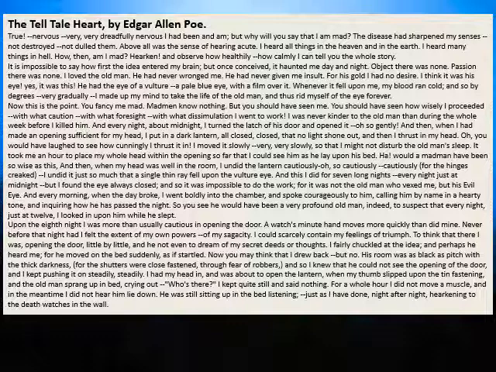Upon the eighth night I was more than usually cautious in opening the door. A watch's minute hand moves more quickly than did mine. Never before that night had I felt the extent of my own powers, of my sagacity. I could scarcely retain my feelings of triumph. To think that there I was, opening the door, little by little, and he not even to dream of my secret deeds or thoughts. I fairly chuckled at the idea, and perhaps he heard me, for he moved on the bed suddenly, as if startled.